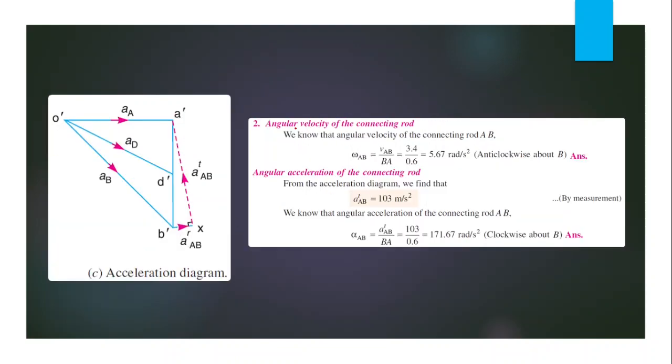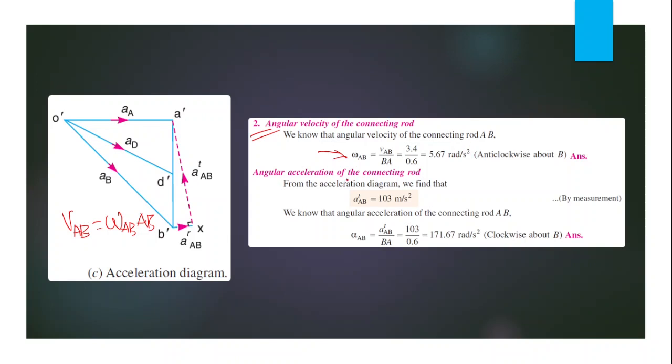Next portion, the angular velocity of the connecting rod. We know that the velocity of A with respect to B is equal to omega AB into AB. We have already found this VAB, and we already know the length of AB. Using this equation, we can easily calculate omega AB. Omega AB is equal to VAB divided by BA, which is equal to 5.67 radian per second.